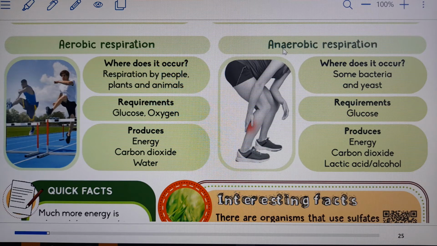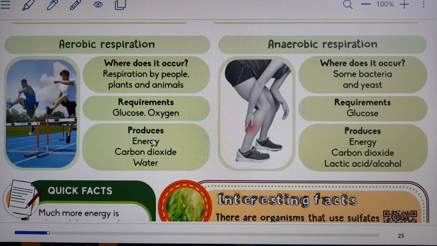Okay. And we look at anaerobic respiration. Where does it occur? It occurs in some bacteria and yeast. And what are the requirements? It's only glucose, because anaerobic does not need oxygen. And what does it produce? Energy, carbon dioxide, and lactic acid or alcohol. You see the difference. The products here are energy, carbon dioxide, lactic acid, or alcohol. And here it's energy, carbon dioxide, and water.